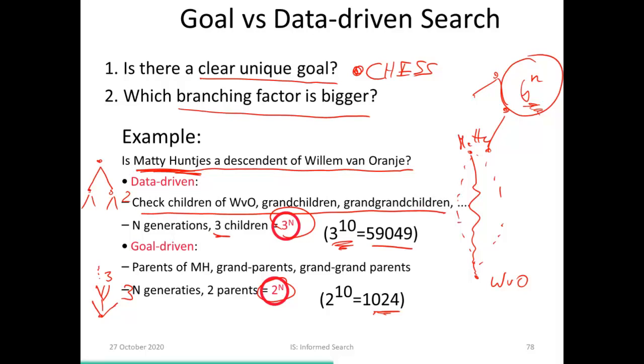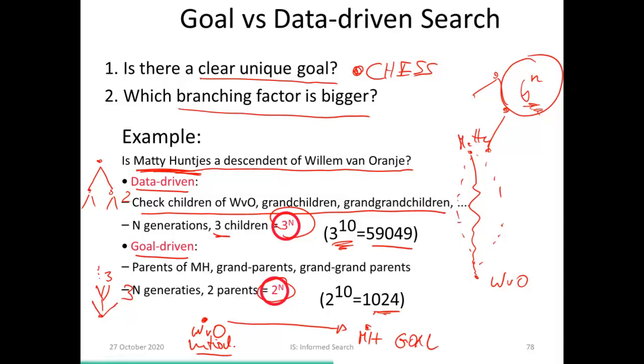And I've been struggling here a little bit about the choice of what is data-driven and what is goal-driven, and that obviously depends on the formulation of the problem, so that's why I was struggling here a little bit. So if you want to check whether your starting position is Willem von Oranje, and whether he has a descendant, that would be Matti Hüntjes, then the search direction would go from the initial position, Willem von Oranje, to the goal Matti Hüntjes. And this is how this is written down.